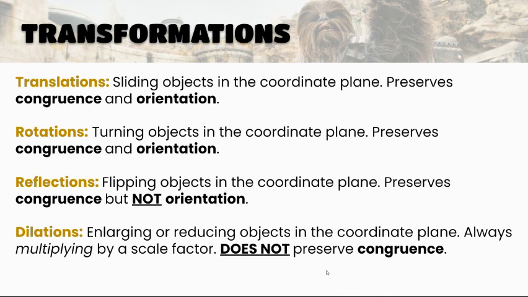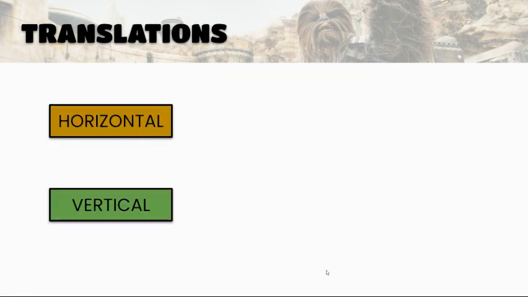Dilations are enlarging or reducing objects in the coordinate plane, and it's always by multiplying by a scale factor. So as soon as you hear the word dilation, you should be thinking multiply. This does not preserve congruence because I'm changing the size, and essentially congruence means same size, same shape. So if I change the size, it's no longer congruent. They are similar shapes, however.